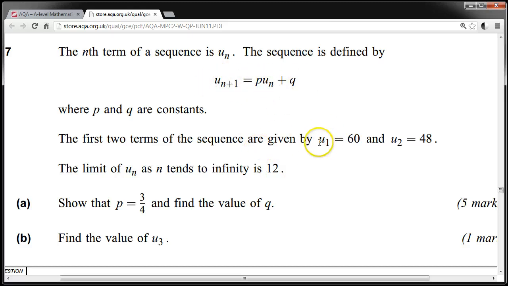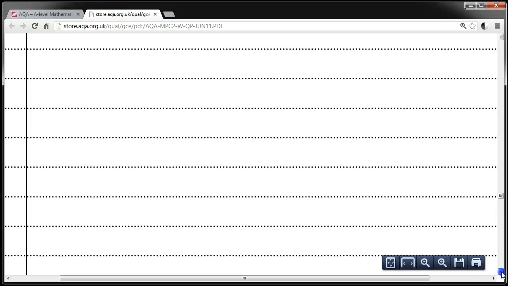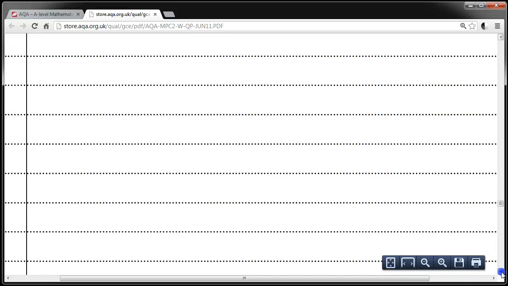So you have 2 equations in the 2 unknowns P and Q, which you can then solve and complete part A. And thereby, once you know U2 and you know P and Q, you can get U3 for part B. So there's only one slight possible hiccup here. It's recognizing that when we look at the limit value, these will both be 12 and we get the extra equation, so that we've got 2 equations in 2 unknowns. So there's that question completed then.